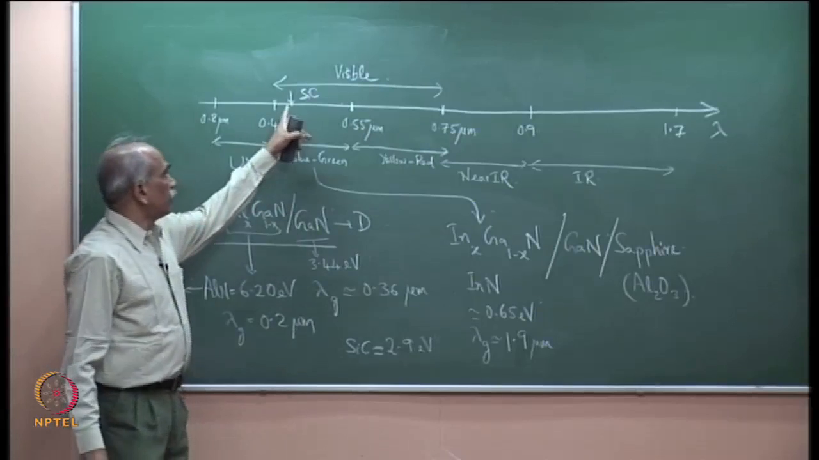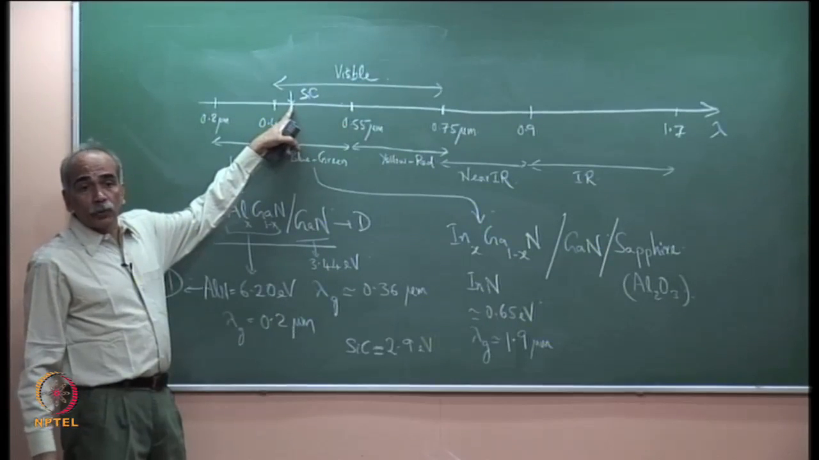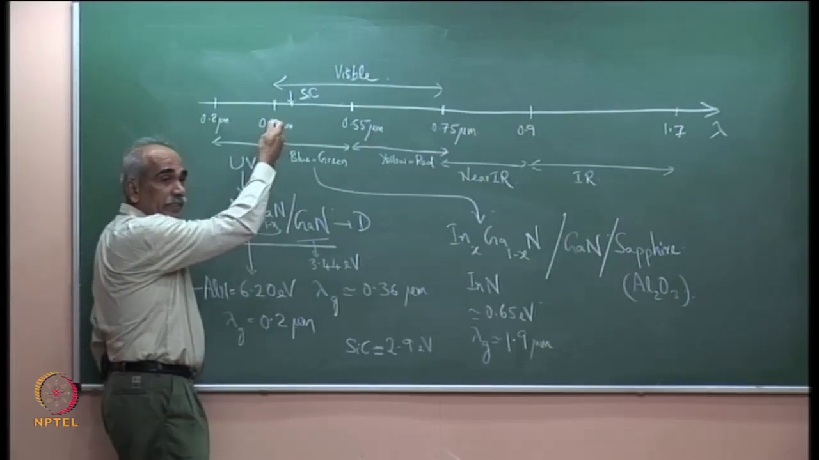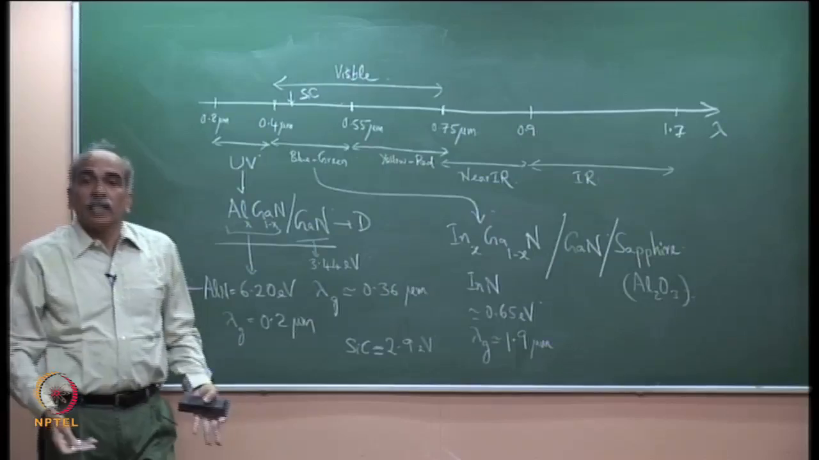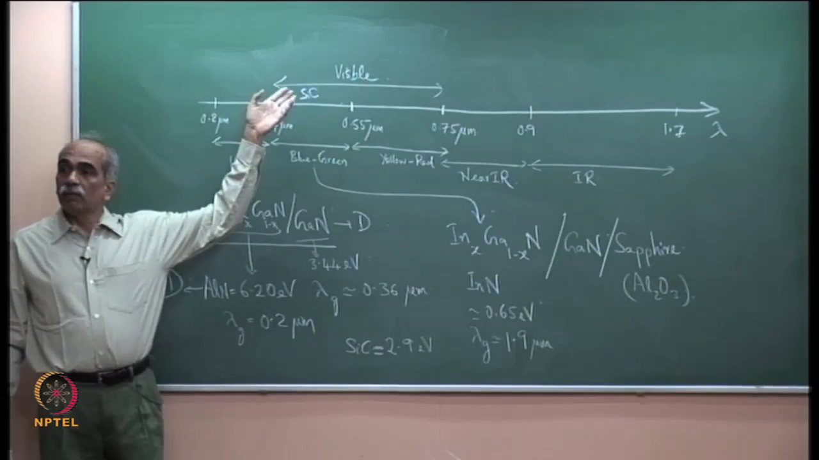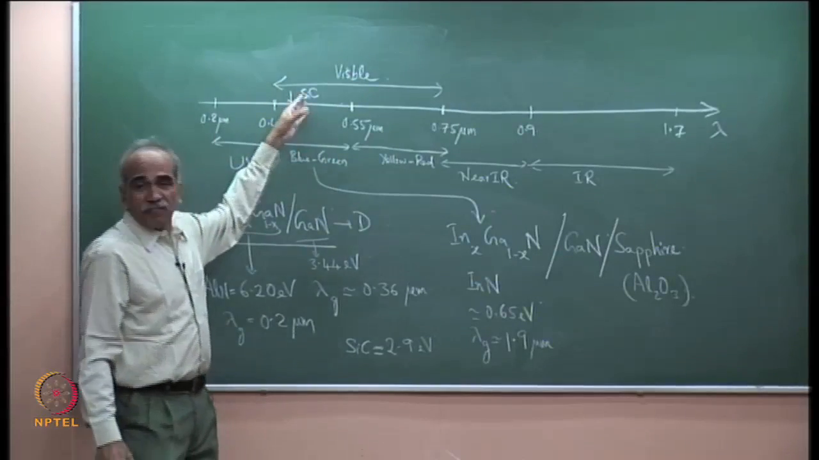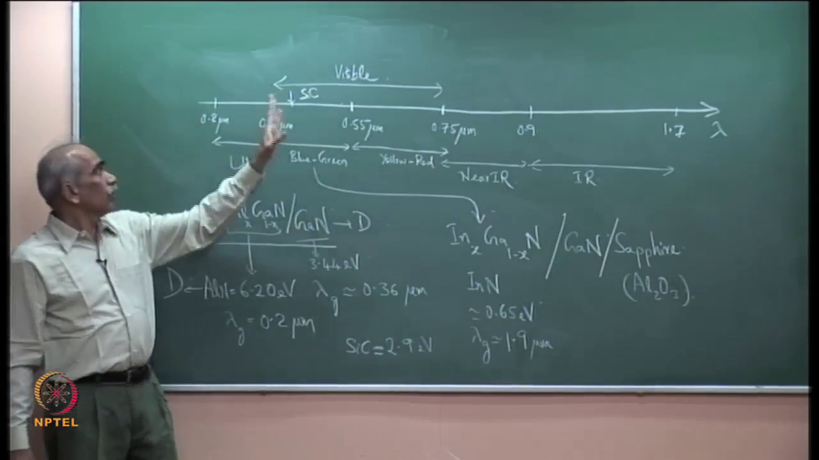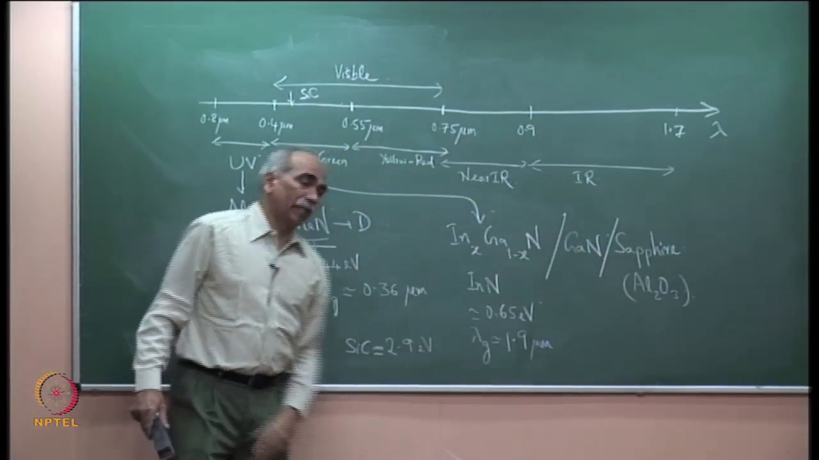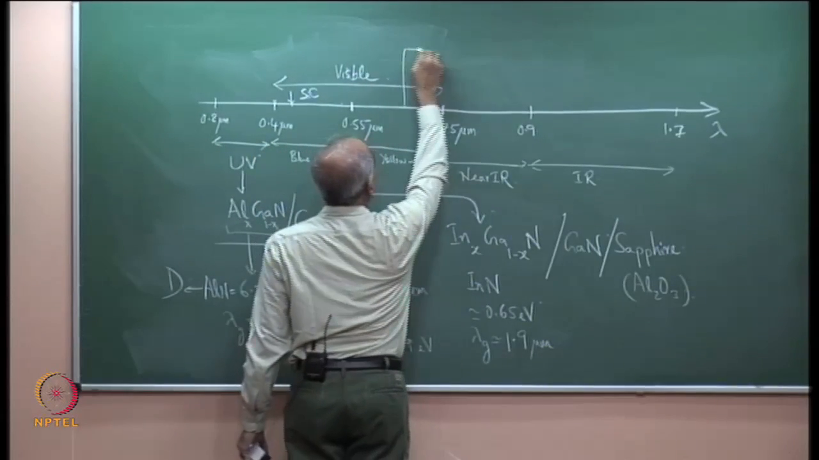And you could have LEDs emitting at about 0.42 or 0.43 micrometer, blue LEDs. The early blue LEDs in the 1980s were from silicon carbide. But it is very inefficient, and therefore nowadays all the blue LEDs are indium gallium nitride based. We go to the yellow-red region here.